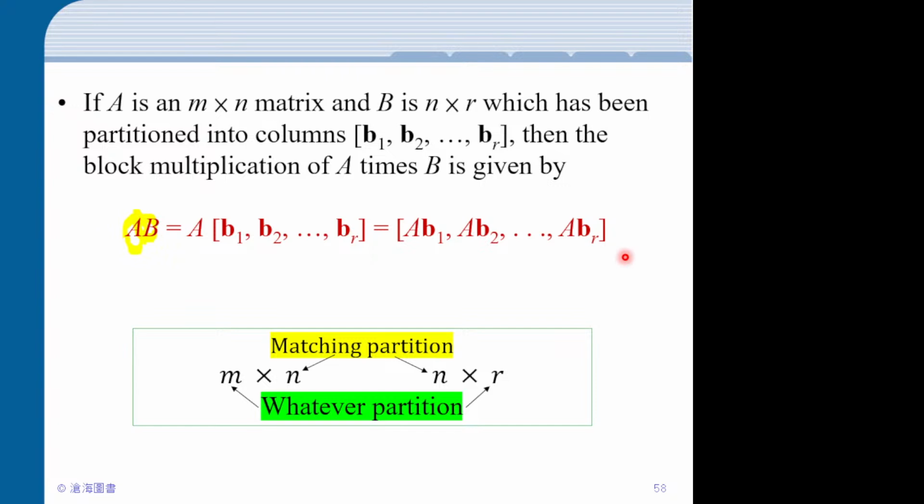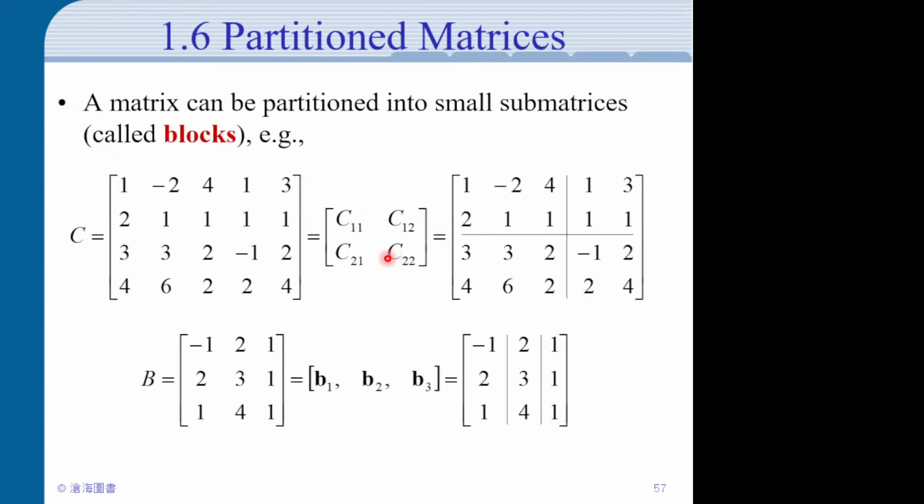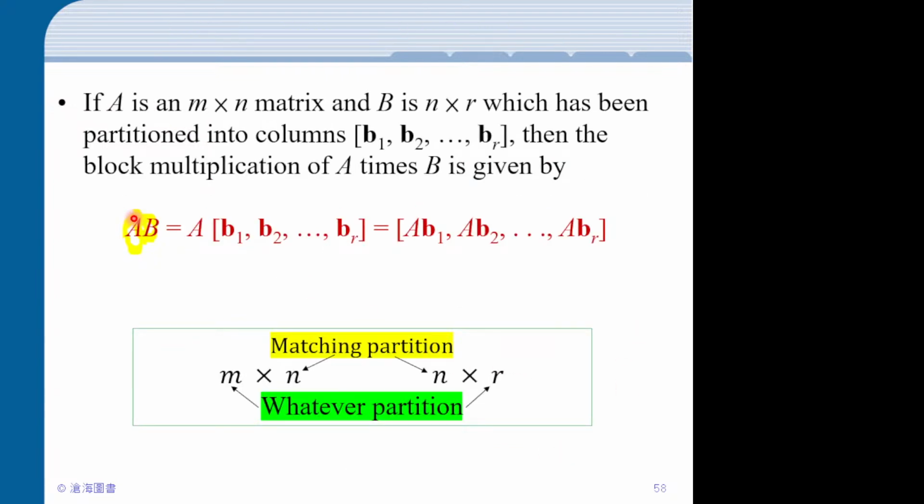For example, if I multiply A and B, you can think of it as A multiplied with B1, B2, to BR, the column vectors. The multiplication result is just A multiplied by B1, which is a column vector, then on the second column you have A multiplied by B2, and so on, all the way to A multiplied by BR.